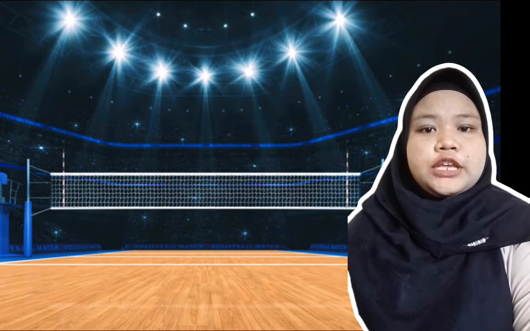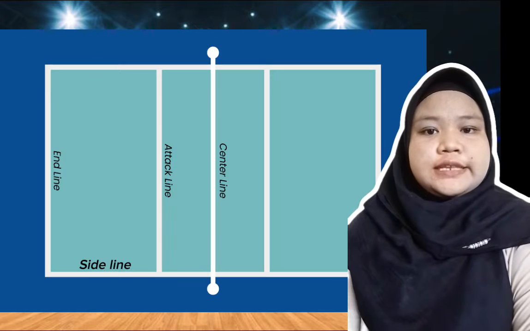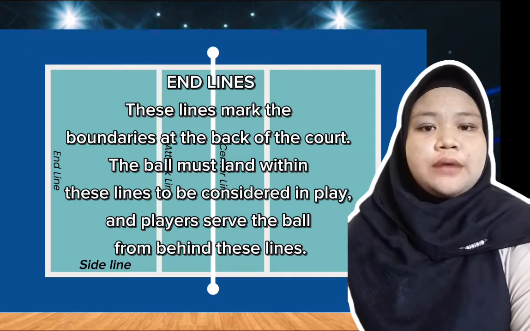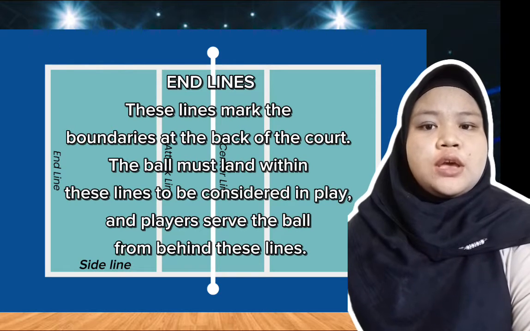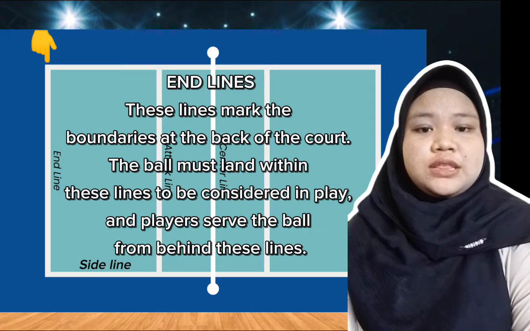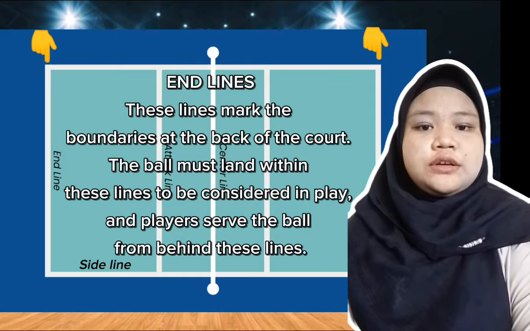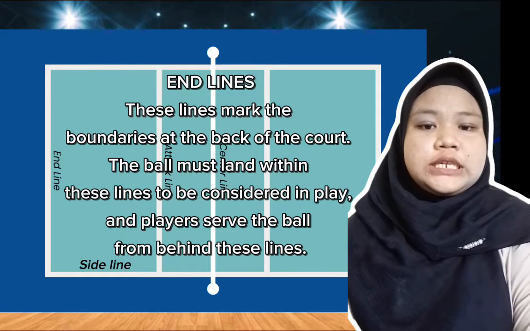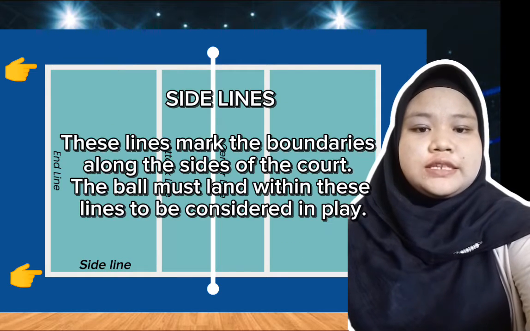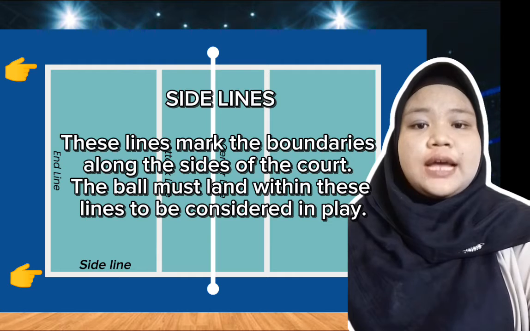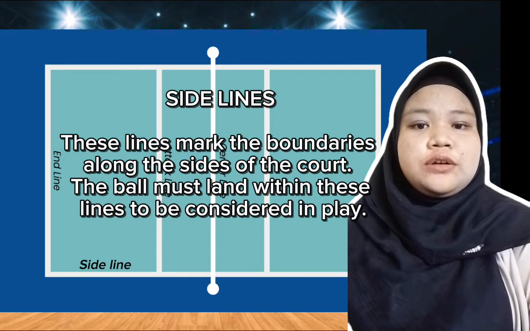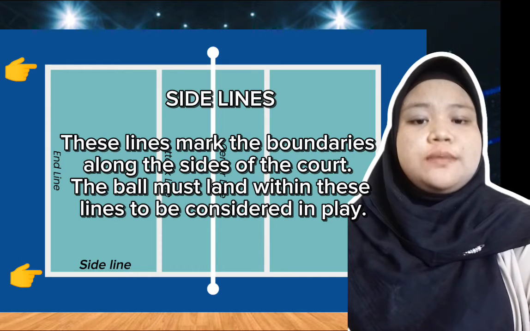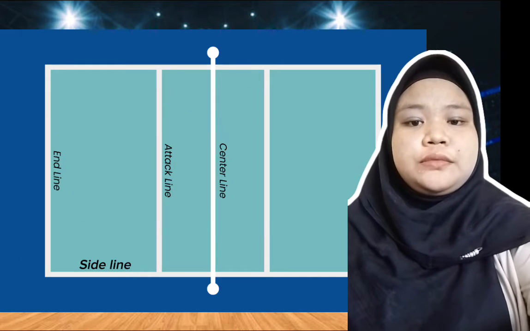The court proper includes several critical lines. First is the end lines. These lines mark the boundaries at the back of the court. The ball must land within these lines to be considered in play, and players serve the ball from behind these lines. Next is the sidelines. These lines mark the boundaries along the sides of the court. The ball must land within these lines to be considered in play.